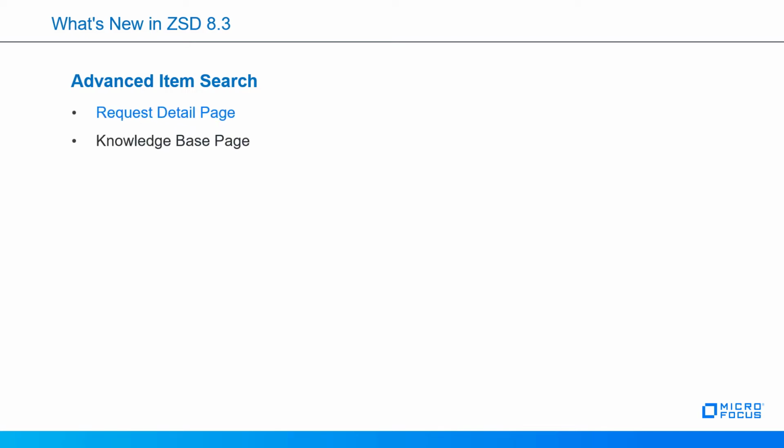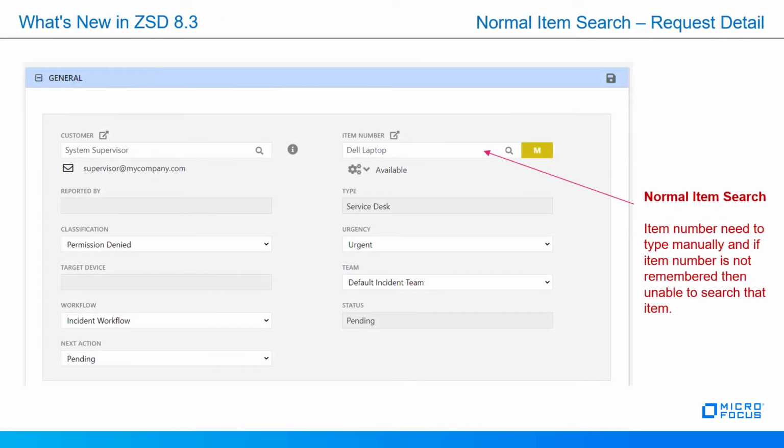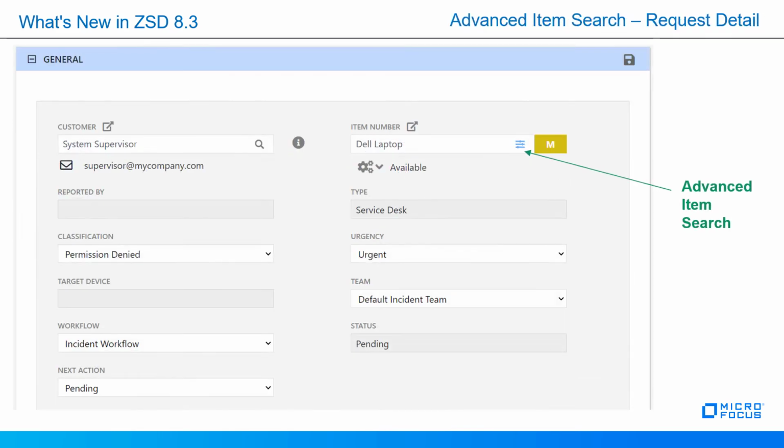There are two areas where this advanced item search is presented. One is in the request detail page. This page is the previous view, which had item number, and you needed to know what characters the item number has in it to search. This made it cumbersome to find the item number for the ticket. The new advanced item search icon allows for a more intuitive view of the items for selection.